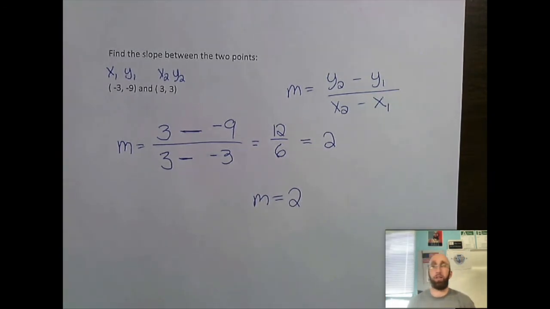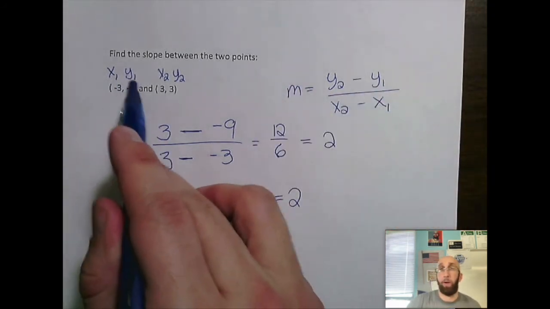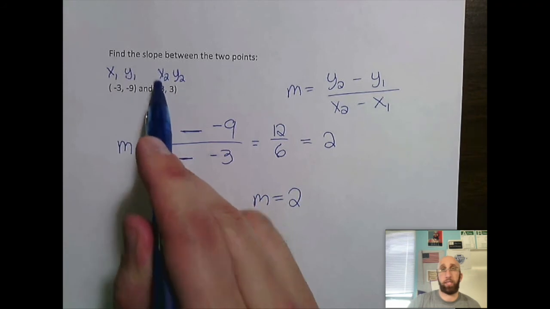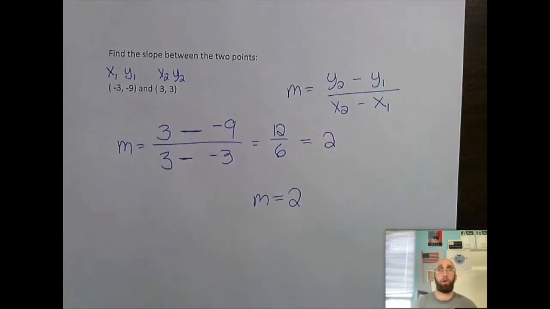So this was calculating the slope between 2 points. Again, as long as you label points x1, y1, x2, y2, and you follow your formula, it's one of the easier problems you can do. Just take your time, put in the work to label it, and you'll be just fine.